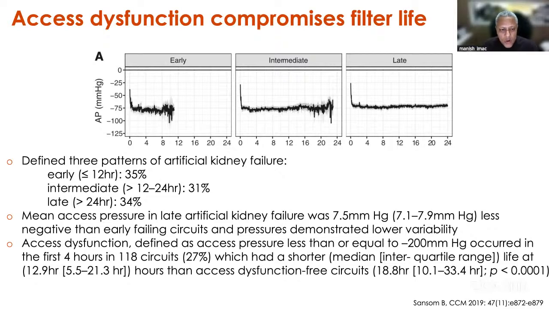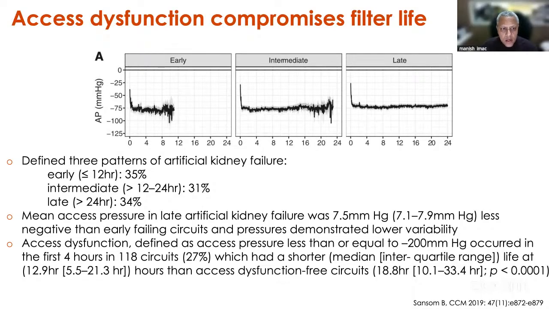And they were around 35% each, one third in each category. But what they realized, as you can see in the picture on the left, is that in those filters that clotted early, in less than 12 hours, the access pressure was relatively much more negative compared to filters that lasted longer. And the variability in the access pressure, as you can see in the line, there are a lot of ups and downs, which signified that this was a very dysfunctional access.